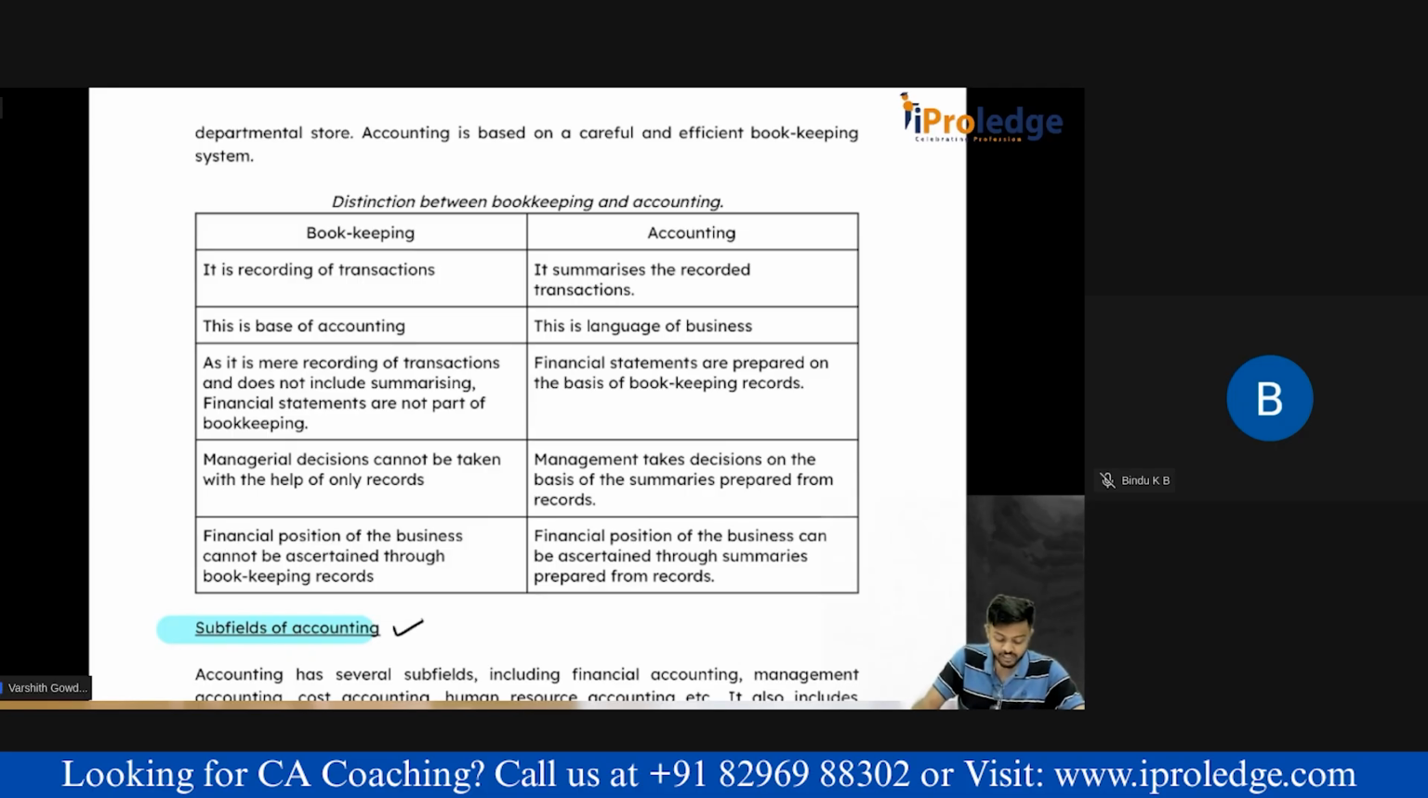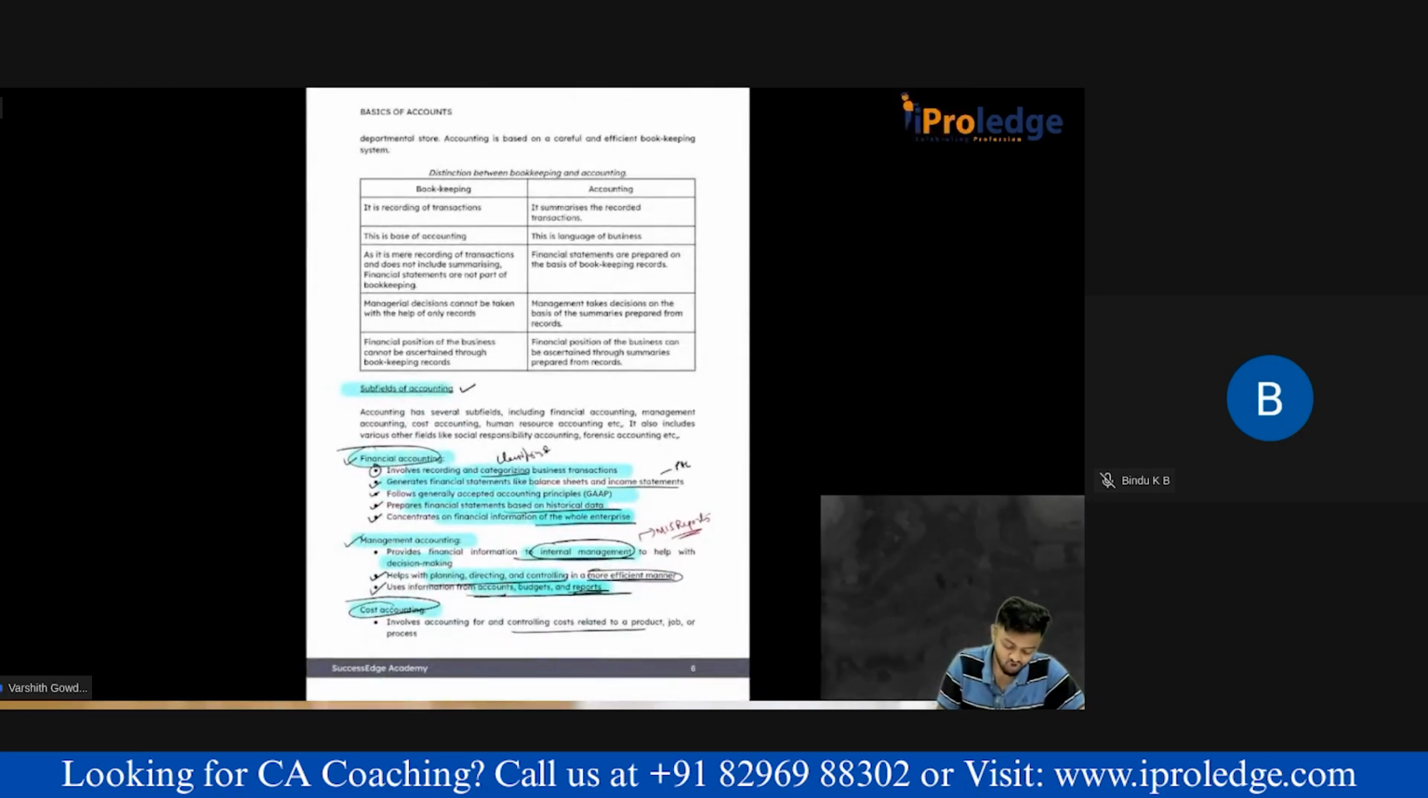the financial position of the business cannot be ascertained through bookkeeping. Correct? Because we have not summarized it. But in accounting, we will come to know about it. Done. Next.